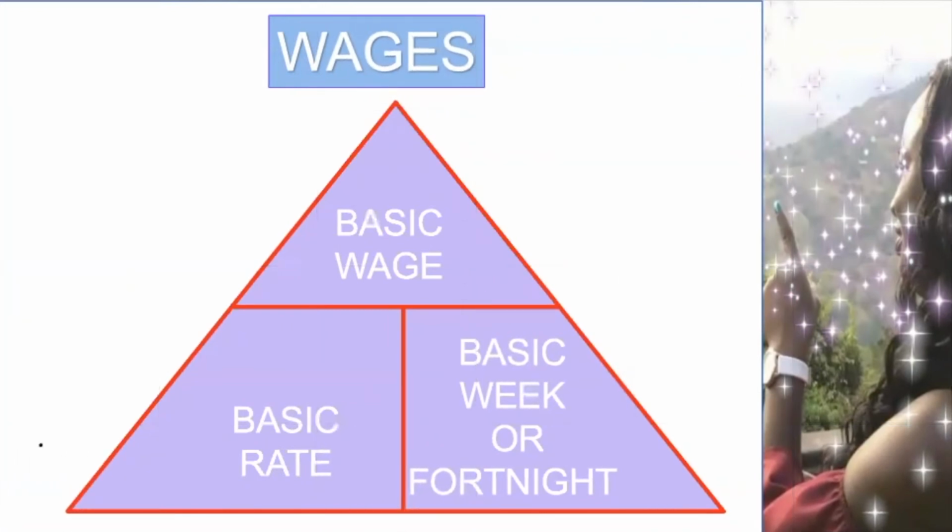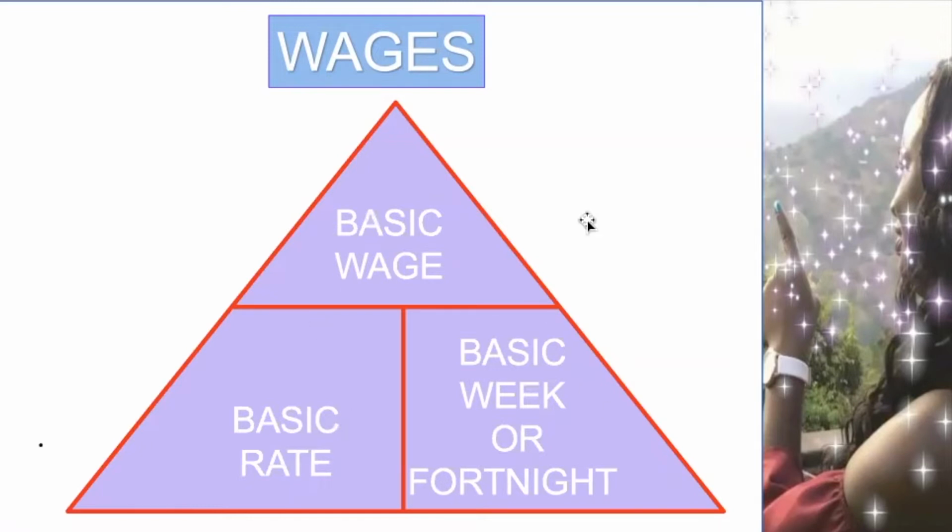Now, wages is a fixed regular payment. Sometimes persons are paid daily, some weekly, some monthly, or fortnightly, where a fortnight is every 2 weeks. Now, it's important for us to be able to note how to calculate our basic wage, how to get our basic rate, and sometimes basic week.